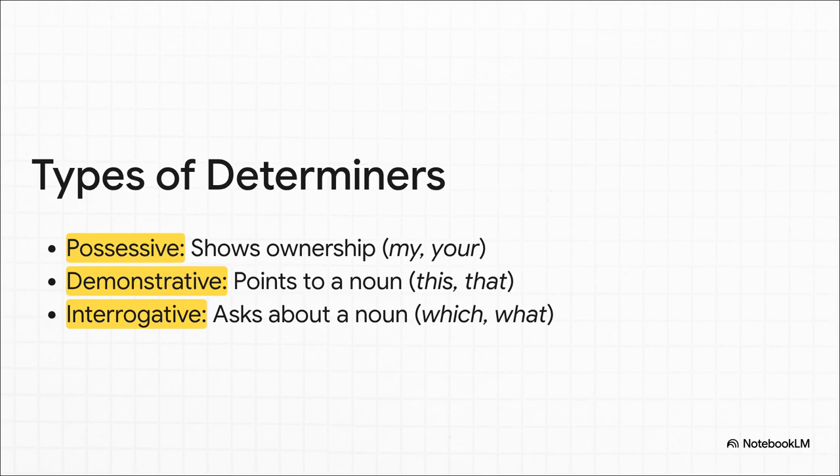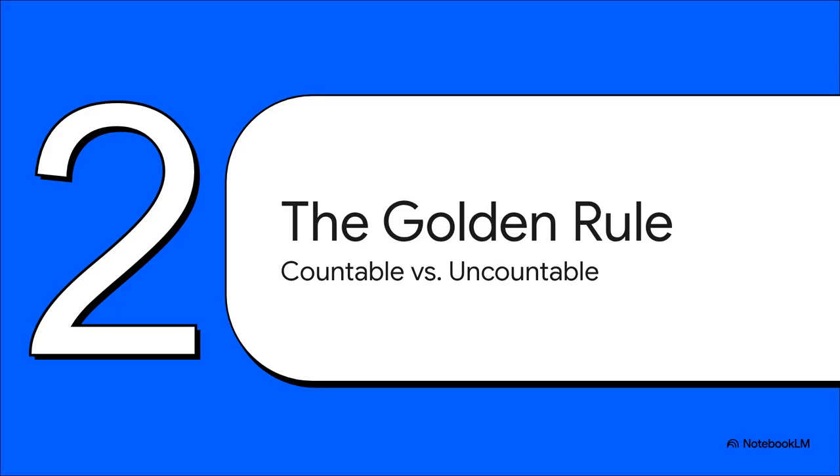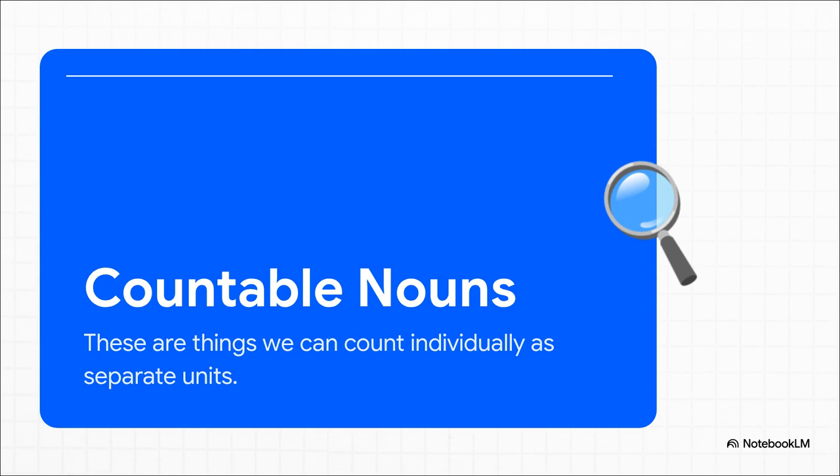Pretty straightforward, right? Okay, listen up, because this next part, this is the absolute key to everything. If you only take one thing away from our time together, please, let it be this. The golden rule for picking the right word almost always comes down to a single question. Is the noun countable or is it uncountable? First up, let's talk about countable nouns. It's exactly what it sounds like. These are the things you can actually point at and count as separate items.